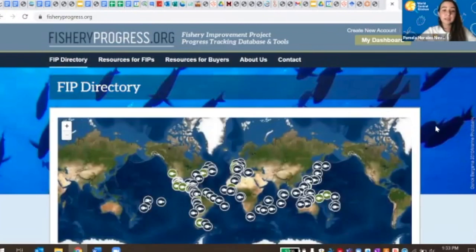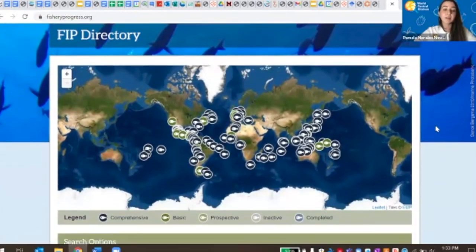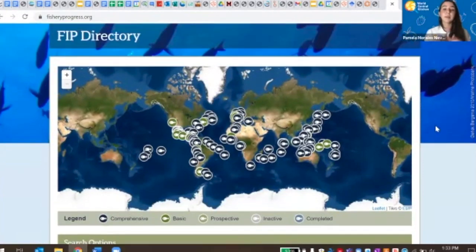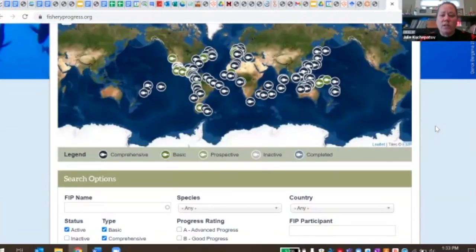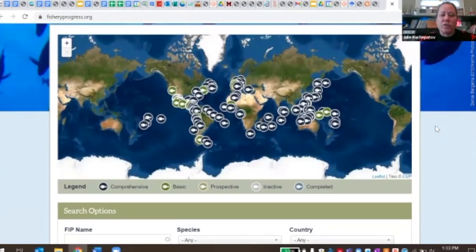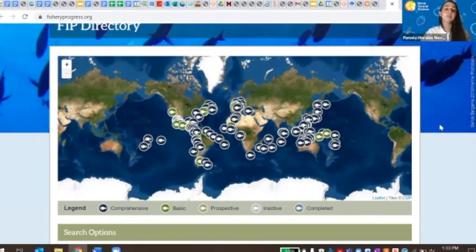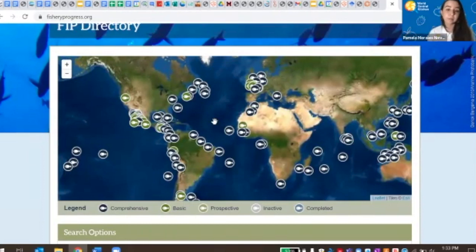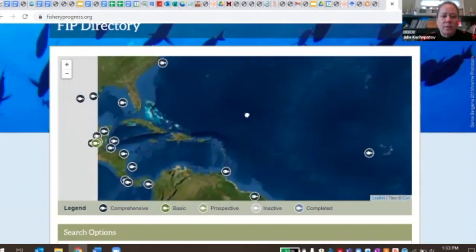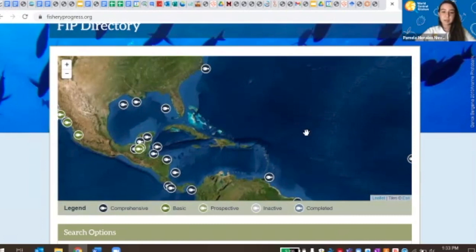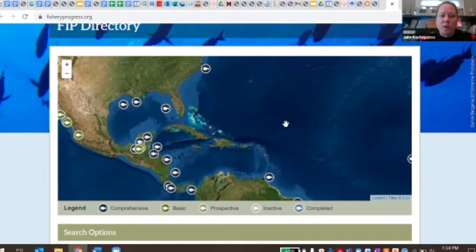So you will find all the information you need about any fishery that is in a fishery improvement project. So if we go deeper into this map, we see we're right here, right? So there are no fishery improvement projects here.